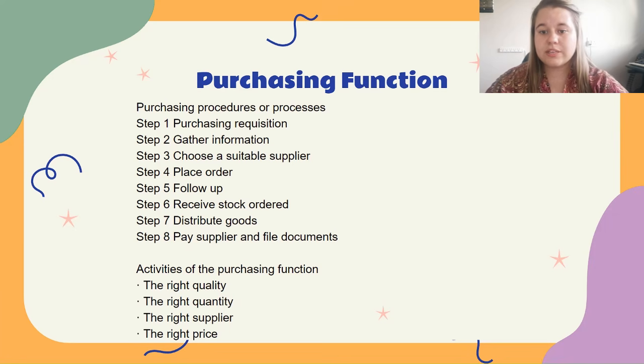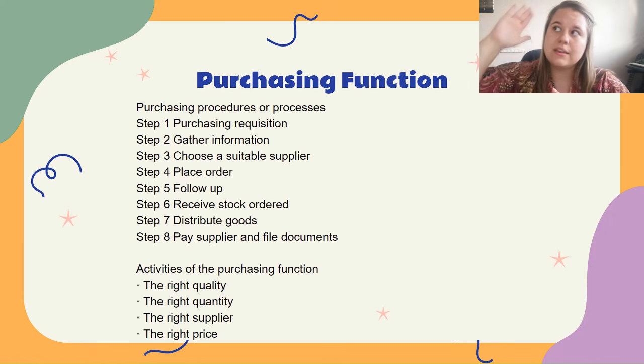So with purchasing, there are procedures or processes involved. Step 1 is purchasing requisition. Step 2 is to gather information. Step 3 is to choose a suitable supplier. Step 4 is to place an order. Step 5 is to follow up. Step 6 is to receive the stock ordered. Step 7 is to distribute the goods. And step 8 is to pay the supplier and file the documents. The documents we're referring to are the stock list and the receipt.